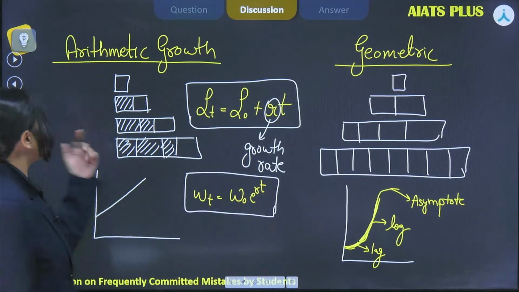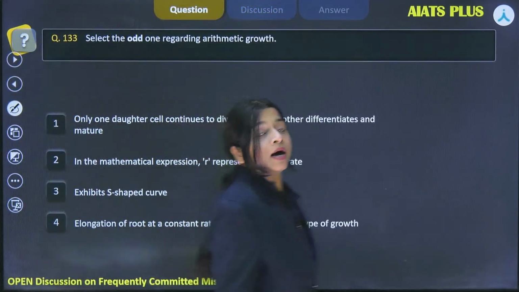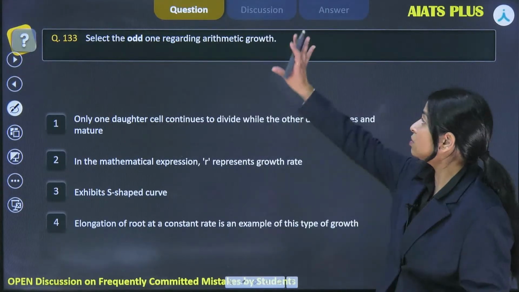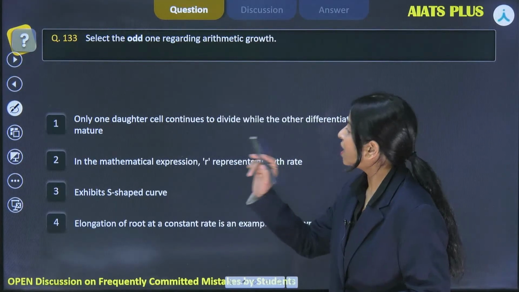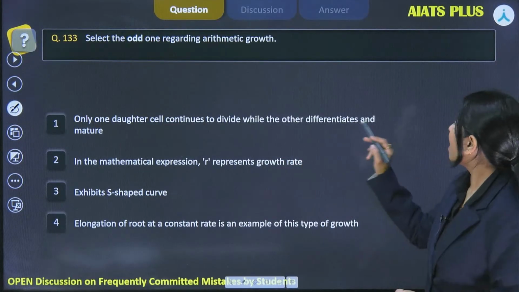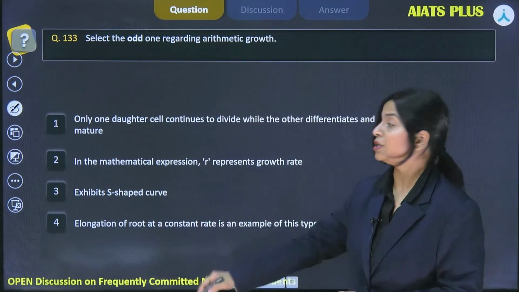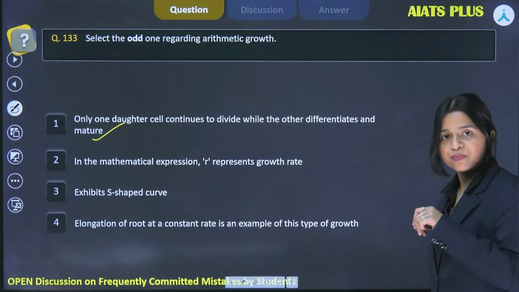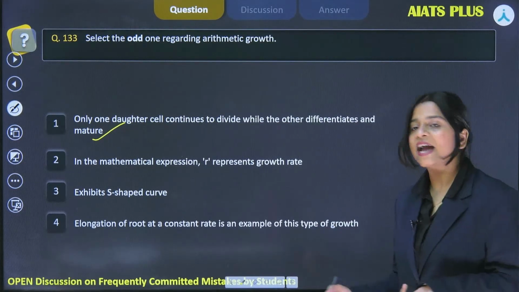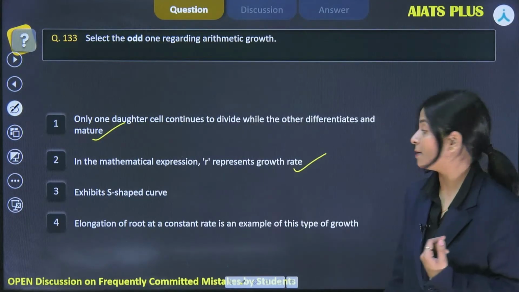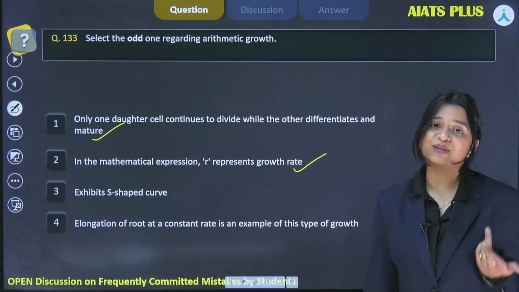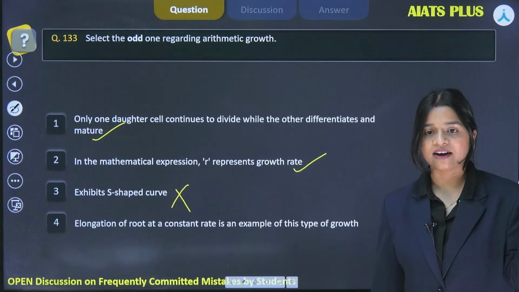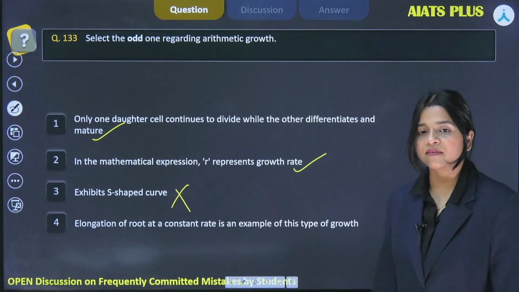Clear with this? Now coming back to what the question was asking: select the odd one, which of the following is not true with respect to arithmetic growth. So the first one is, only one daughter cell continues to divide while the other differentiates and matures. That is absolutely true. We just saw this pattern. Second, in the mathematical expression, r represents growth rate. Yes, I told you in the equation r stands for growth rate. Third one is, it exhibits S-shaped curve. No, it does not exhibit S-shaped curve. It exhibits a straight line, linear graph, right? Yes, linear scale. Very good, Sagnik.